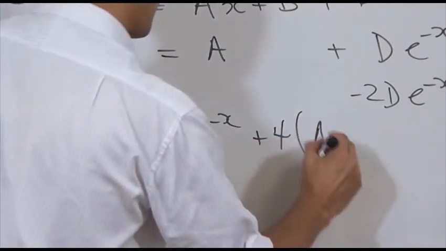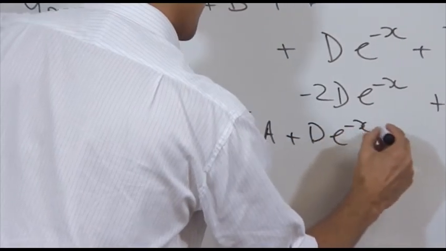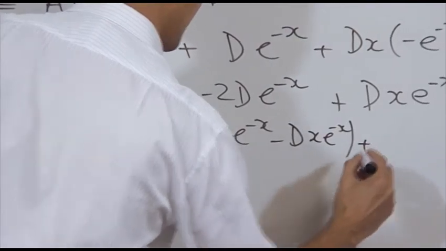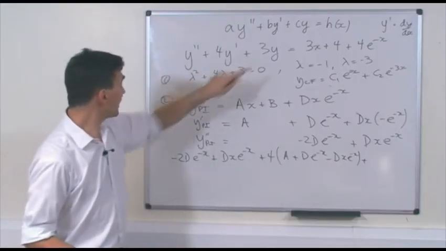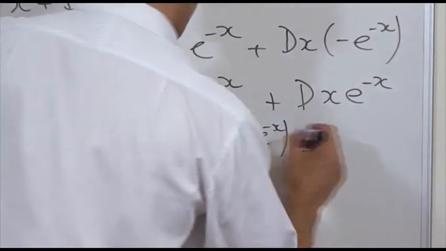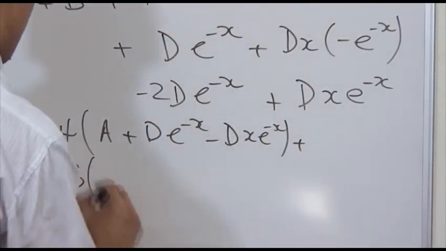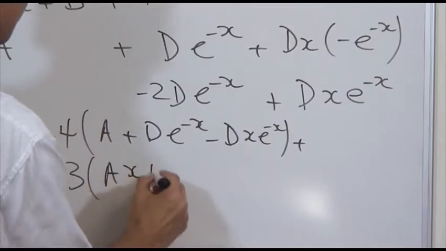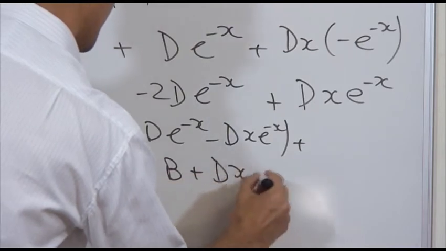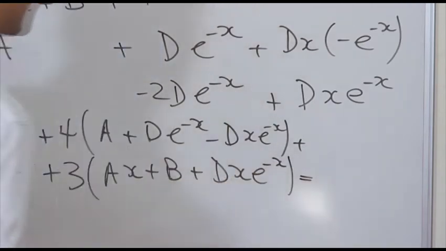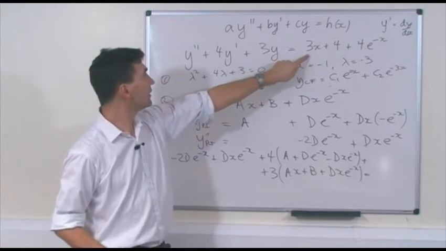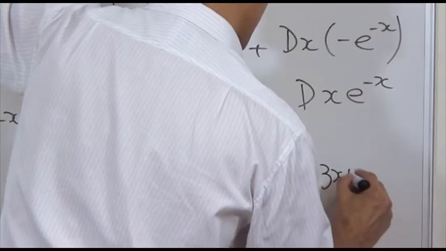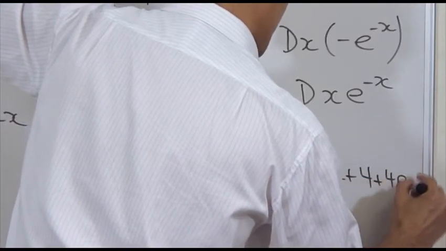a plus d e to the minus x minus dx e to the minus x, plus 3 times y. So it is 3 times ax plus b plus dx e to the minus x. And all of this is equal to 3x plus 4 e to the minus x.